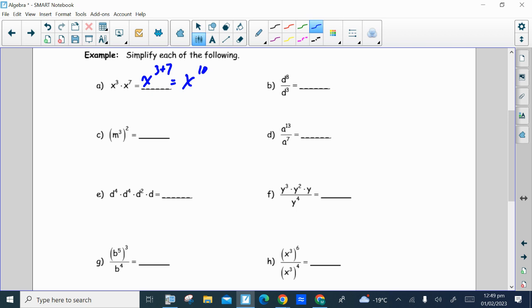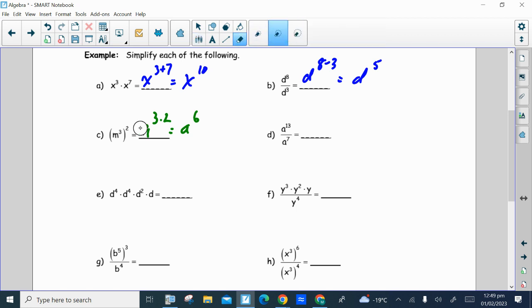Question B, you're dividing powers, so you subtract the exponents and keep the base the same. And this only works because the bases are the same. They both have a base of d. 8 take away 3 is 5, so you get d to the 5th. Question C, you have one exponent raised to another. That's the power law. You multiply the exponents and keep the base the same. So that's a to the 3 times 2, or a to the 6th. So again, I don't expect you to write the a to the 3 times 2, but that's just what's happening. Oh, I don't know why I changed the base. Should be base m.